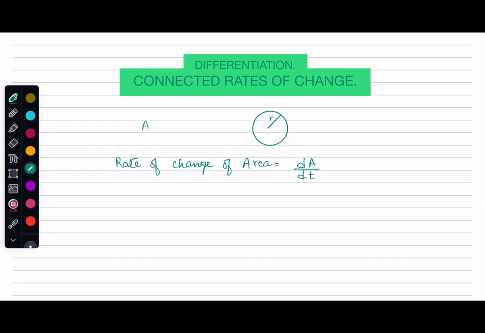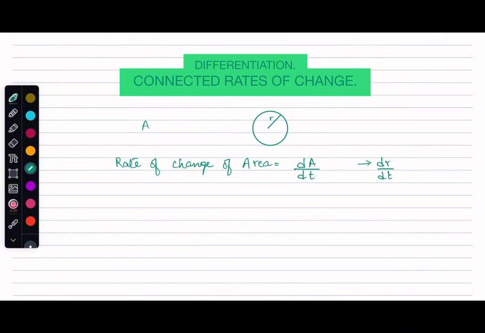So if we are saying that the area of the circle is changing with respect to time, then obviously it means that the area changes because there has to be a change in the radius. Which means that the radius in return is also changing with respect to time. So if the radius changes, then only the area is going to change. So area and radius, both of them are changing with respect to time here.